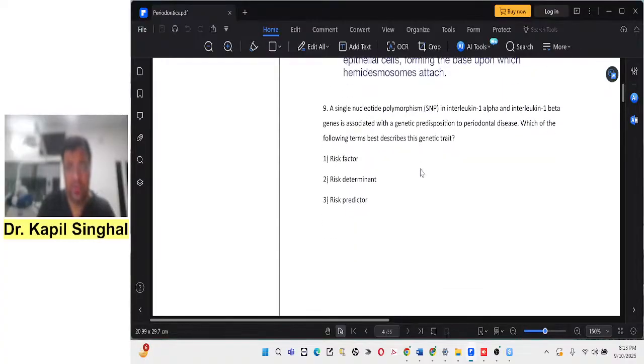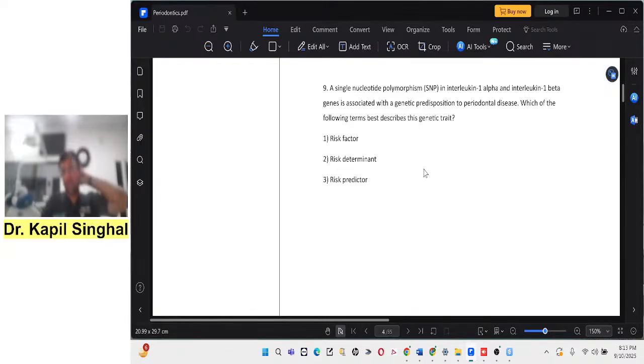Okay, now next question is, a single nucleotide polymorphism in interleukin 1 alpha and interleukin 1 beta genes is associated with genetic predisposition to periodontal disease. Which of the following terms best describes this genetic trait? Acha, before attempting this it is very important. This topic has been asked so many times in the exam.